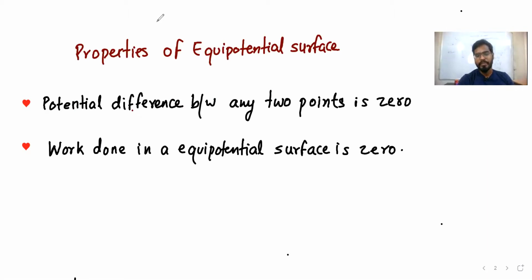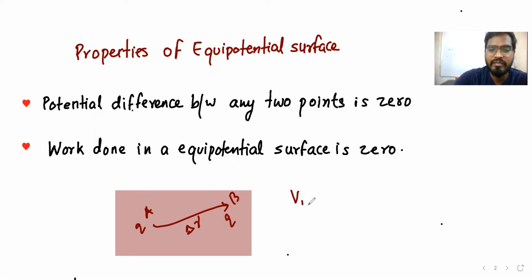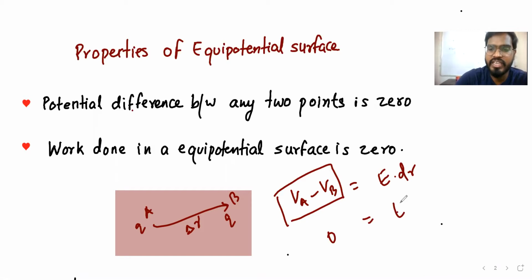Next point they are saying is that work done on an equipotential surface is 0. Let's see how. Suppose you are considering a surface and you are taking a charge from A to B, a distance delta r, by applying some force. Then potential at A minus potential at B is equal to E dot dr. Anyway, the change in potential here is 0. So we can say E dot dr, and ultimately everything is going to be work done. Work done is equal to... we should not write this, better we'll write what?